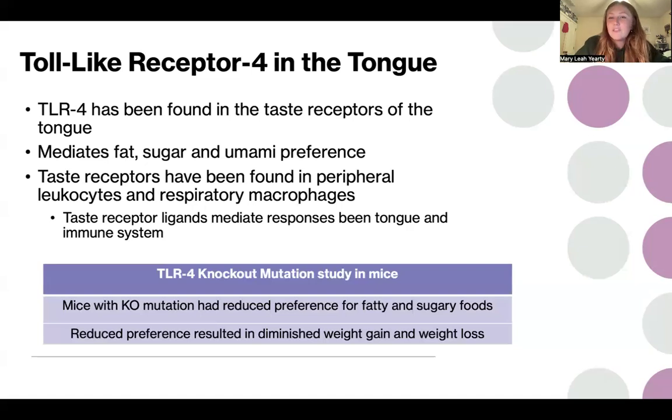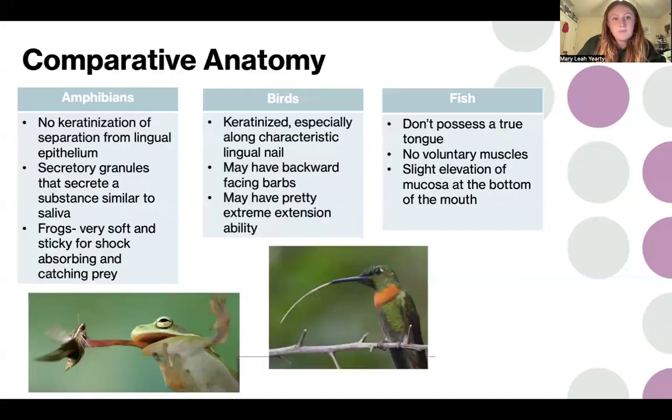This, like I said, I found the TLR4 connection very, very interesting. And that TLR4 is found in the taste receptors, and it actually mediates fat, sugar, and umami preference. So, in a study where they did a TLR4 knockout mutation in mice, these mice ended up with a reduced preference for fatty and sugary foods, which actually resulted in diminished weight gain as well as weight loss. So, it's very interesting to see the immunomodulatory effect that the tongue has in regards to weight, obesity, a lot of things like that that could have some pretty interesting research applications.